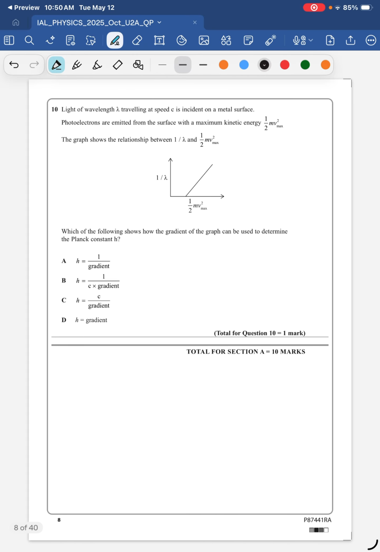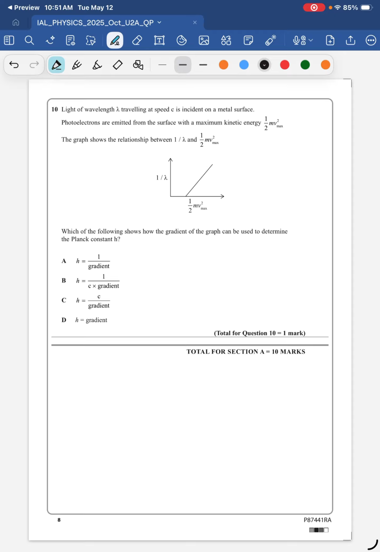Moving on. Question 10, light of wavelength lambda traveling at speed c. That was not necessary, light does travel with the speed of light, I don't know why they mentioned that. It is incident on a metal surface. Photoelectrons are emitted from the surface with a maximum kinetic energy 1/2 m v max squared. The graph shows the relationship between 1 over lambda and 1/2 m v max squared.